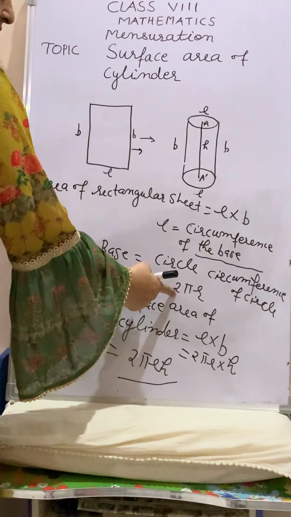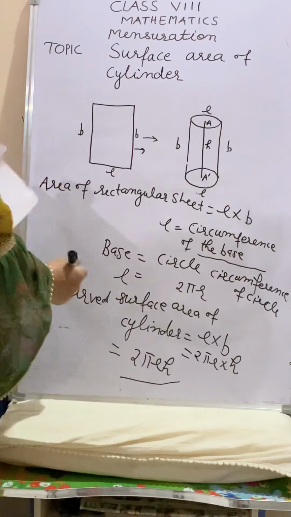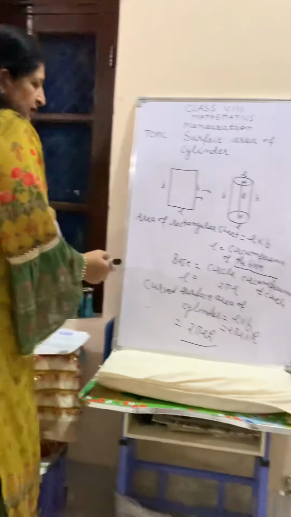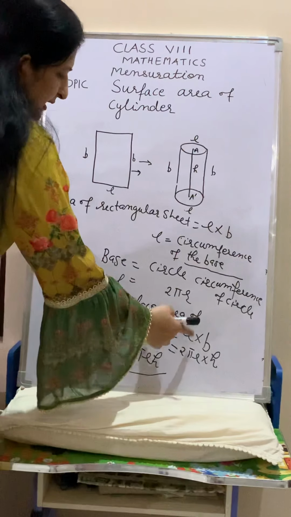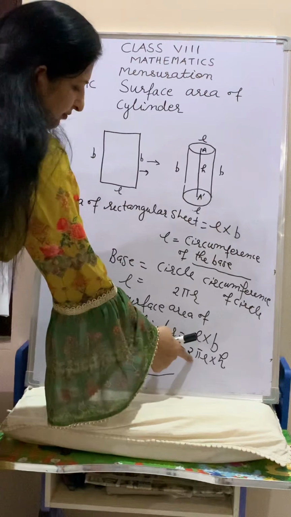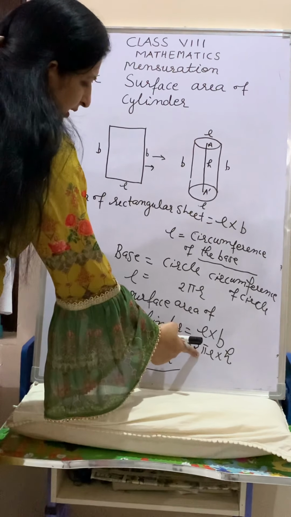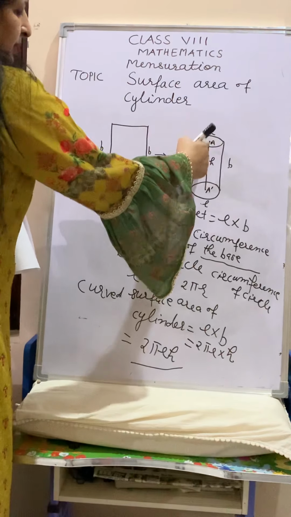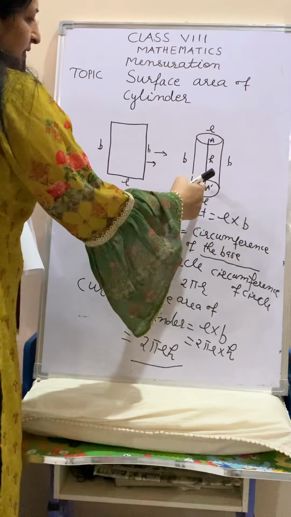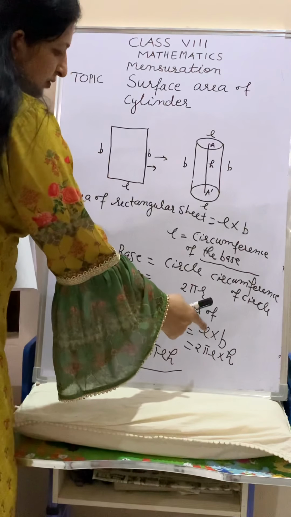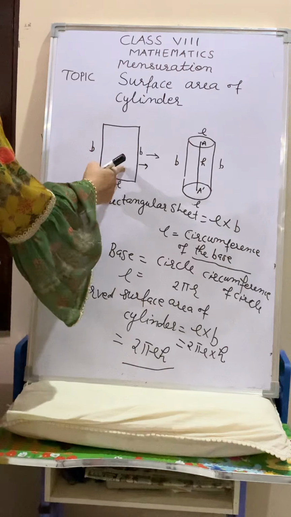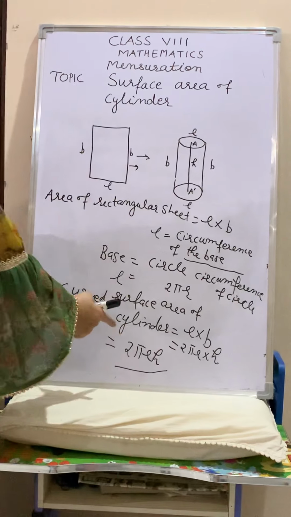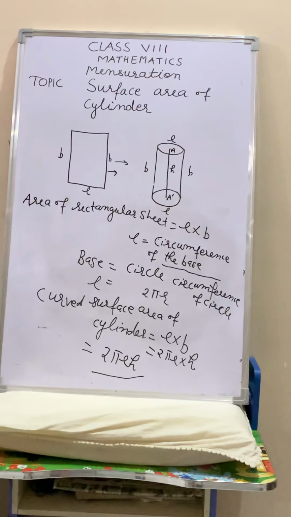It is 2 pi r. When we find the curved surface area, because both ends are open, it is the curved surface area. Curved surface area of cylinder is L multiplied by B. What is L? Circumference of the circle, 2 pi r. And what is B? B is the height, because it is the distance between two bases. The distance between two bases is called the height of the cylinder, which in the rectangular sheet is the breadth. Then the formula is 2 pi rh. It is the formula for curved surface area of a cylinder.